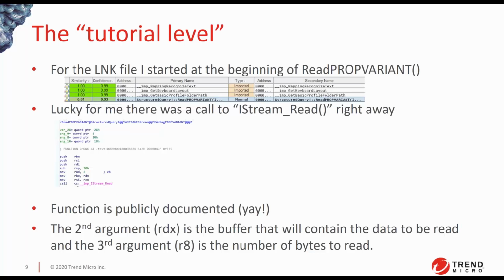So the first thing you do when you encounter an interesting looking function, get on Google and see if it's publicly documented, especially if we're talking Windows-based targets. That function is publicly documented, so we know what the arguments are. The second argument, which is in RDX, is the buffer that's going to contain the data to be read. And the third argument, which is R8, is going to be the number of bytes to read. So basically, if you look at that loadout from IDA there, you can see that 2 is being loaded into R8, and RDX is going to be our buffer that contains the data that we read.